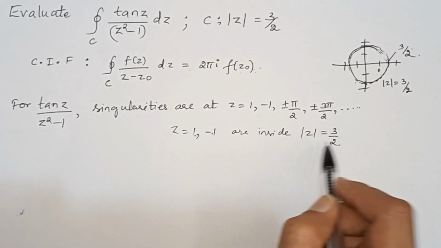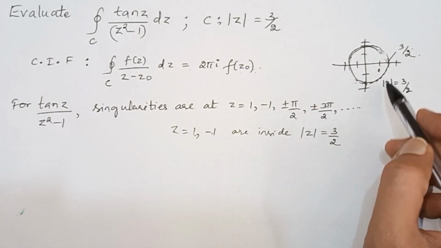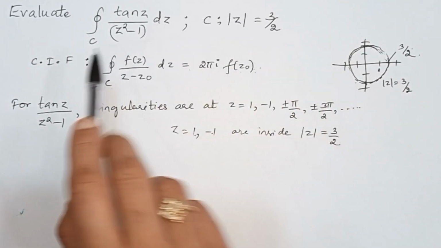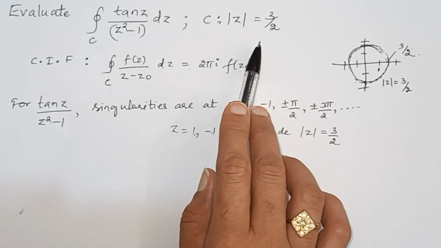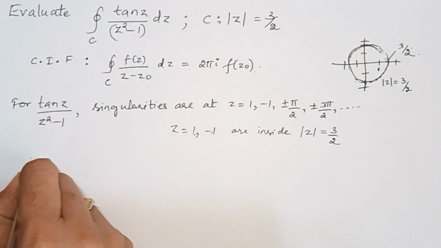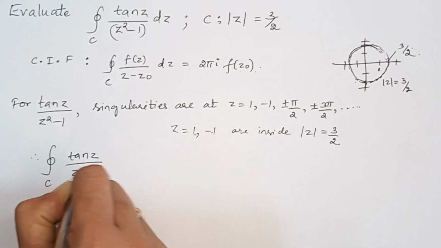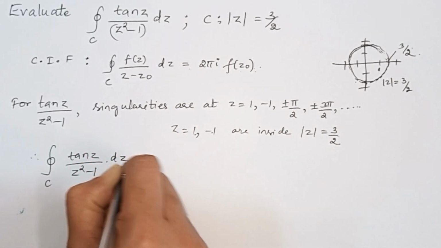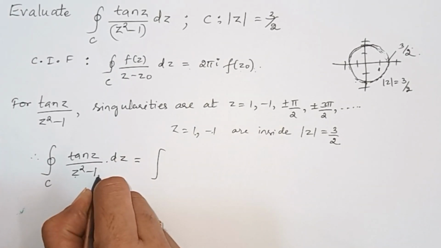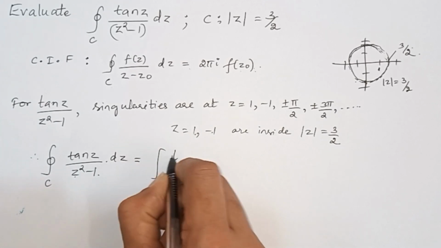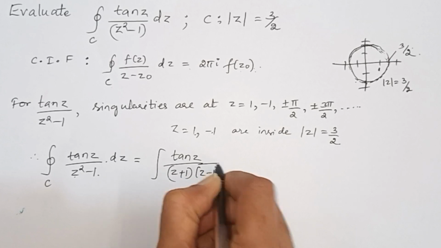We are avoiding these points, these are odd multiples of pi by 2, because they are not within the given closed curve, because the given function should be analytic within the given closed curve. Now, therefore, I will write this integral, tan z divided by z square minus 1 into dz, equal to, z square minus 1 can be written as z plus 1 into z minus 1, tan z divided by z plus 1 into z minus 1 into dz.